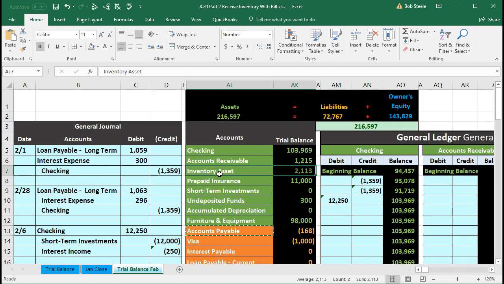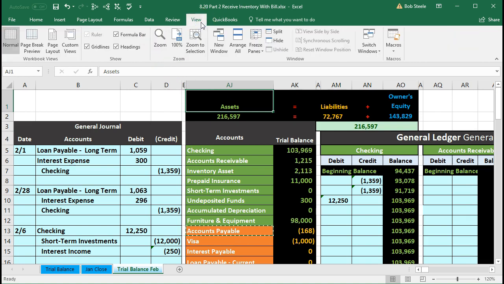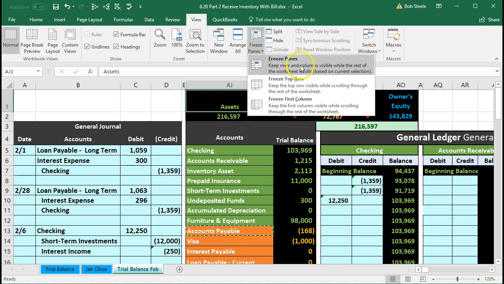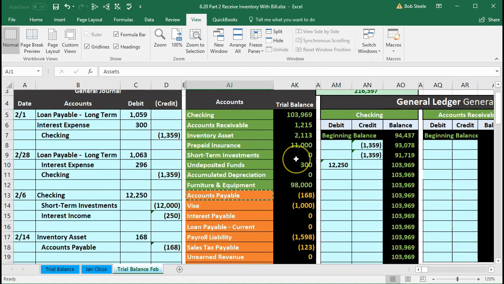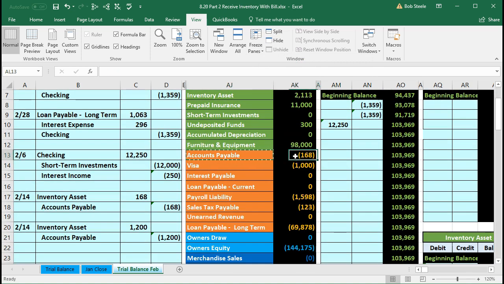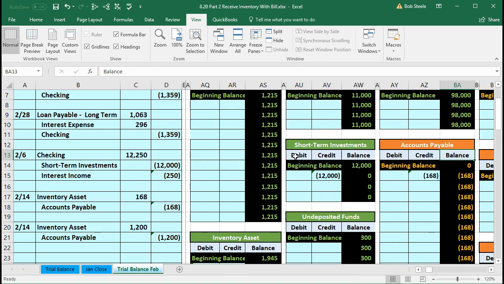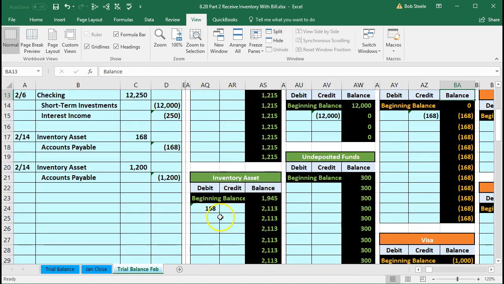Let's freeze the panes, make this a bit easier. Freezing the pane lessens the pain. So we're going to go up top to AJ1, and we're going to go to the View tab, and we'll go to the Windows group and freeze panes to lessen the pain of posting. Then we're going to scroll down, and we're looking for inventory, third account. So inventory is the third account. There it is.